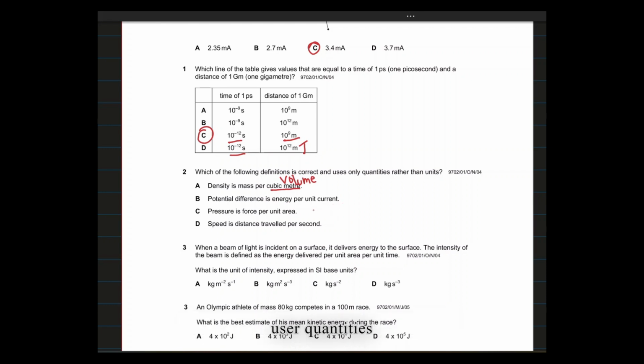It has used the quantities rather than units, but the formula is not correct. You can see that, because energy was equal to VIT. There was time also there. Then pressure is force per unit area. This one is the correct answer. It has only quantities.